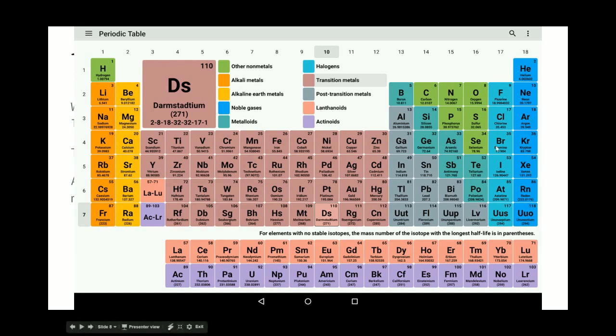Coming right to the left of the noble gases, you have the halogens: fluorine, chlorine, bromine, iodine, astatine. Halogens all share properties. Astatine is radioactive, so we don't usually talk about it. Normally we just talk about these four: fluorine, chlorine, bromine, and iodine.